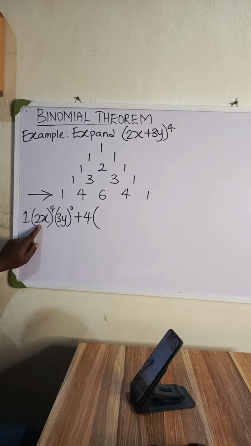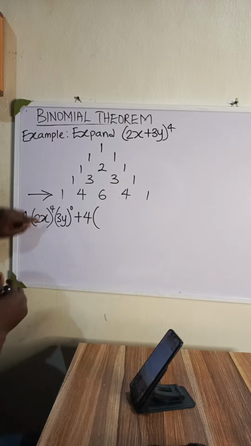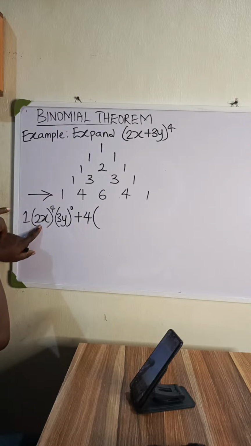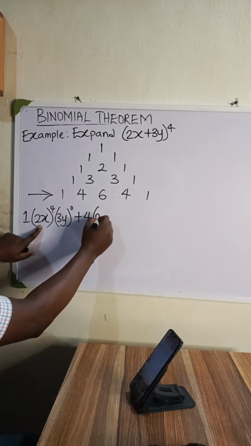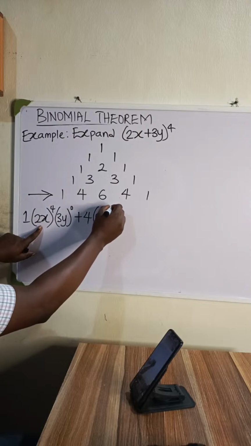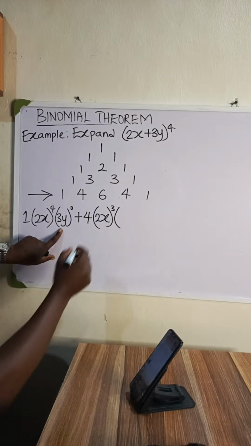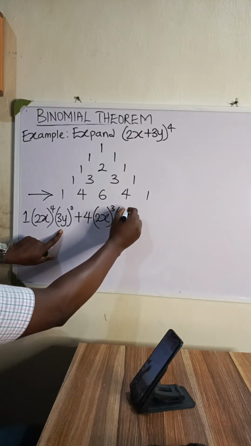What will be the coefficient? What will be the exponent of 3x at this point? What will be the coefficient of 2x at this point? Opeyemi said 3. Okay, the exponent of 2x is going to be 3 because the exponent of 2x is dropping, so it's going to be 2x to the power of 3. The exponent of 3y is increasing, so it's going to be 3y to the power of 1.